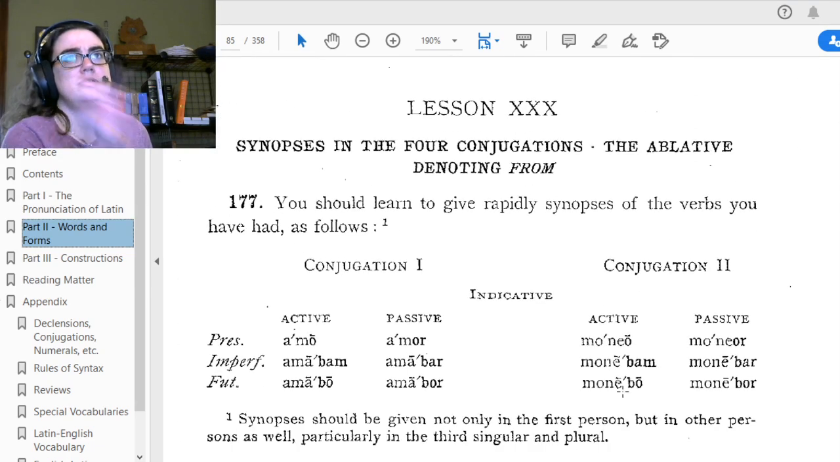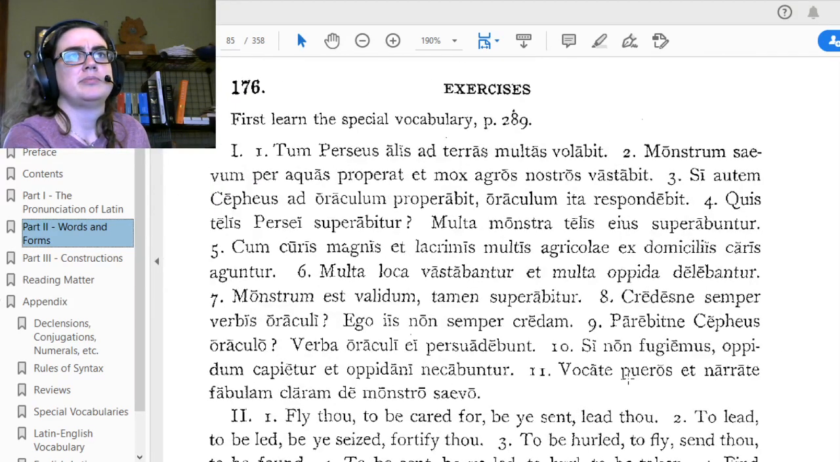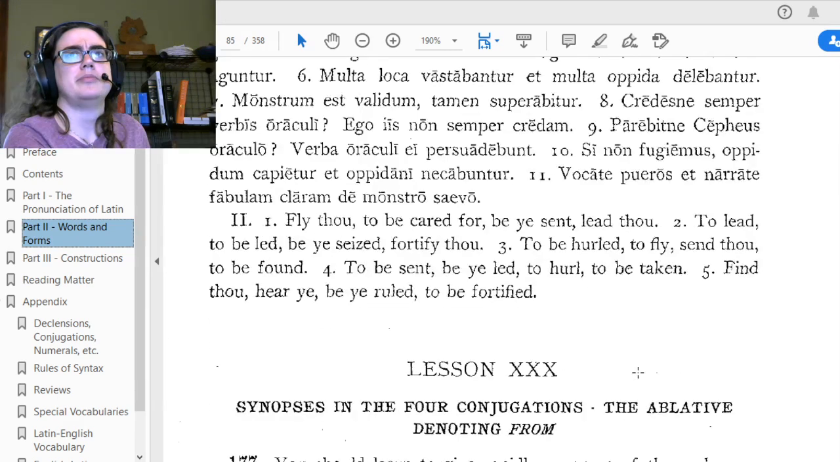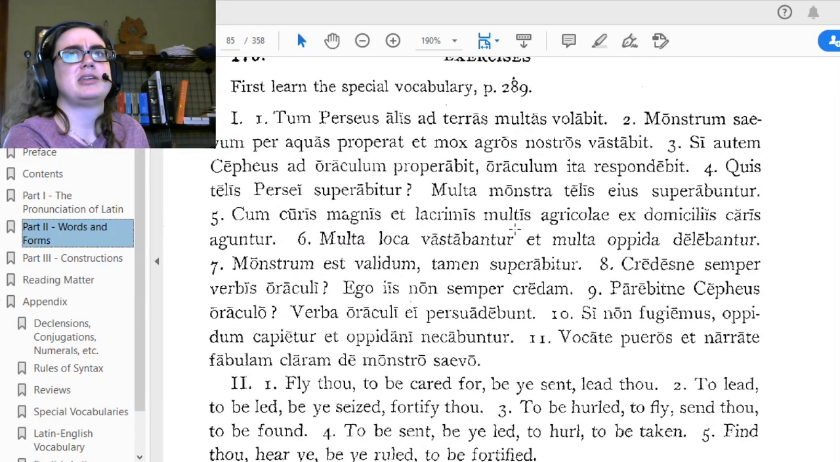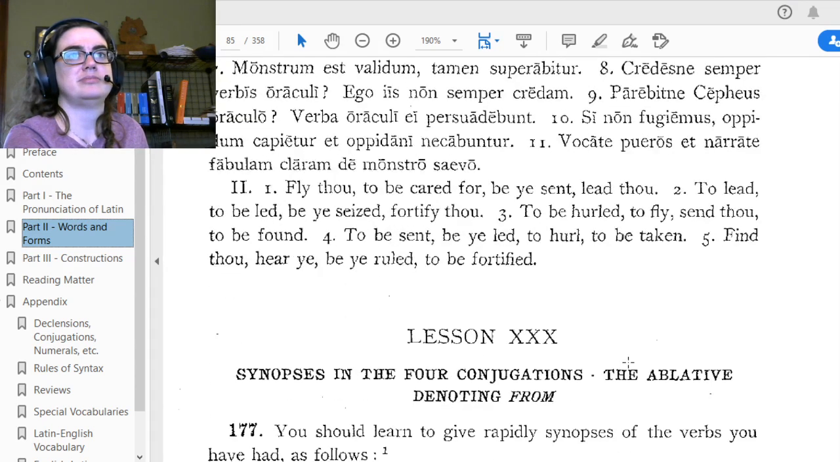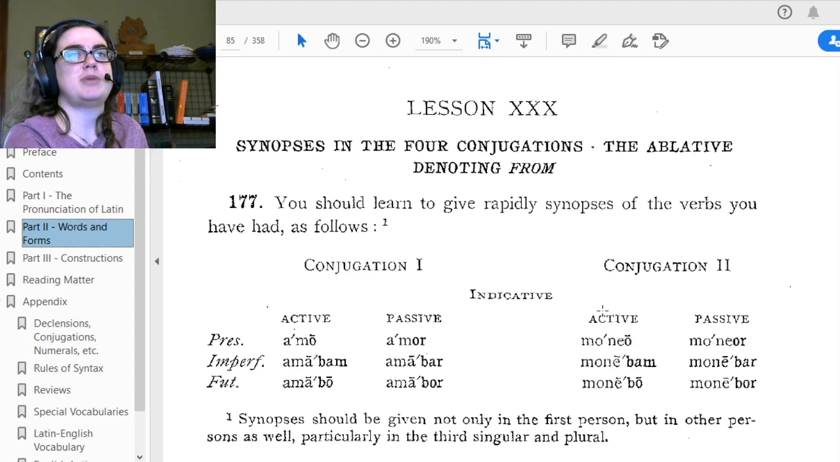So we'll start next time with lesson 30, which is the synopses. You can practice on these fun little questions. So page 176, they have questions about. I love number 8. Credes ni semper verbis oraculis? Will you always believe the words of an oracle? An excellent question to debate.